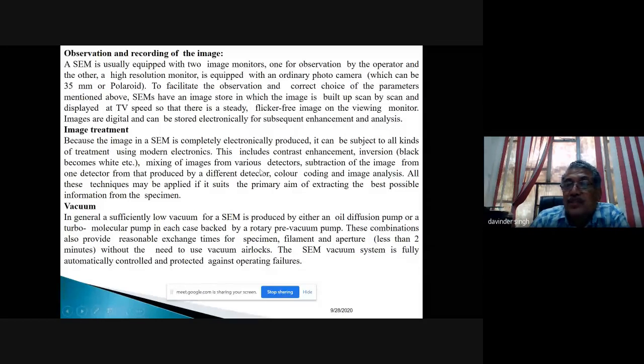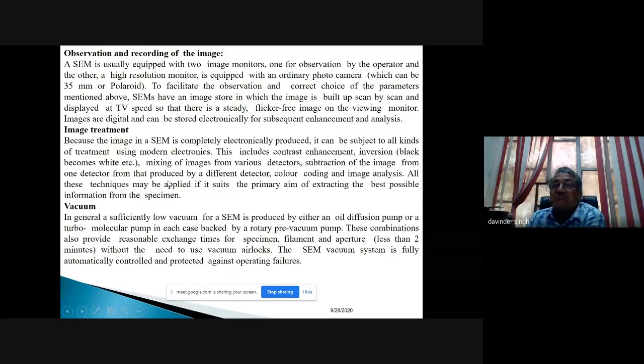microscope only, and subtraction of images from one detector to another type of detector. Coloring of the images is possible. The coloring is just because in principle you should have the black and white image, but you can play with that image and you can improve it with the software.